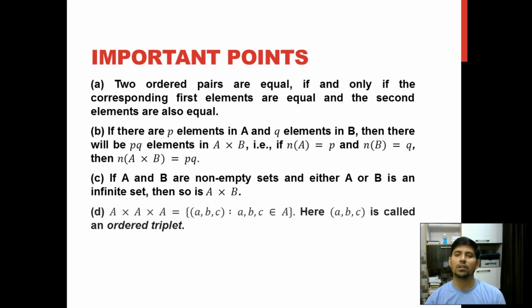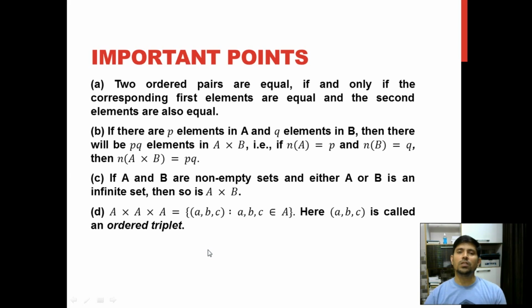The next one, A cross A cross A. So what is A cross A? A cross A, we know, gives the ordered pair, but A cross A cross A gives the ordered triplet. It means we are getting 3 elements, and we call this an ordered triplet. This is defined as (a, b, c), where a, b, c are all elements of the given set A, because this is the Cartesian product of A, A, A only.